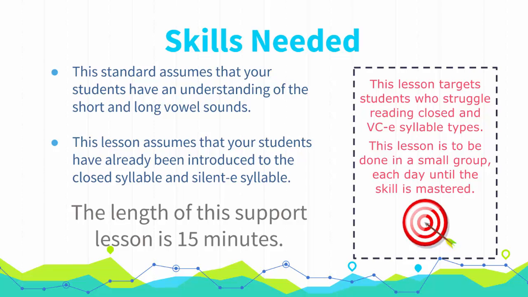Students that will be targeted in this lesson are those that have been identified as needing support distinguishing closed and vowel consonant E syllables. Prior to this lesson, it is assumed that your student understands the short and long vowel sounds and has been introduced to the closed syllable and silent E syllable. This small group lesson should last no more than 15 minutes and should be continued every day until the skill is mastered.